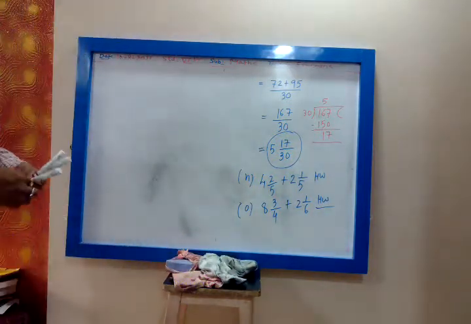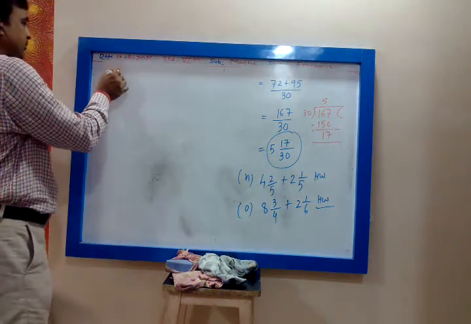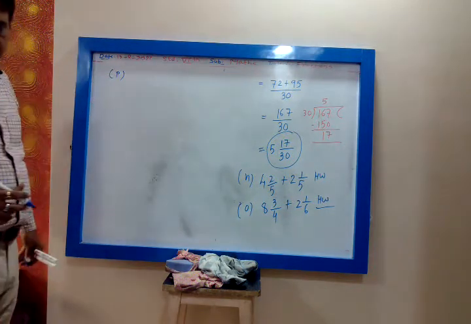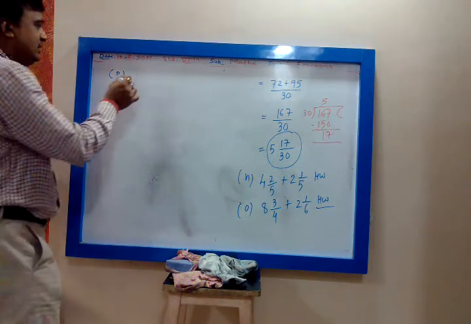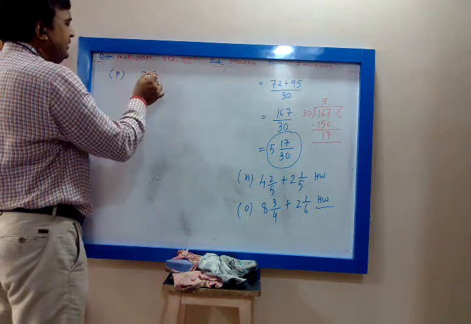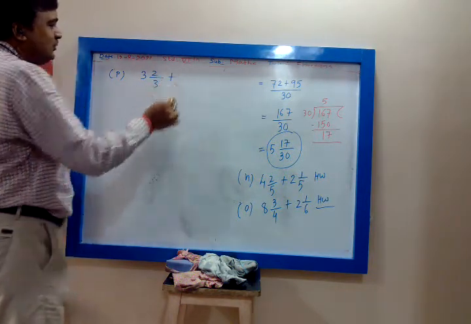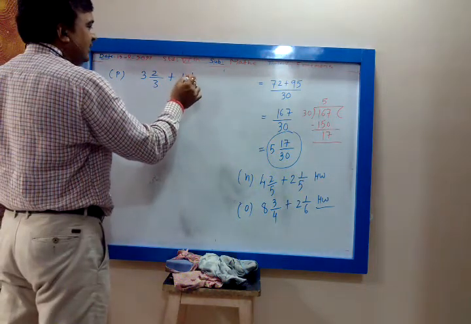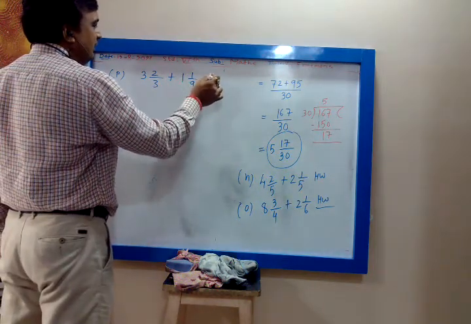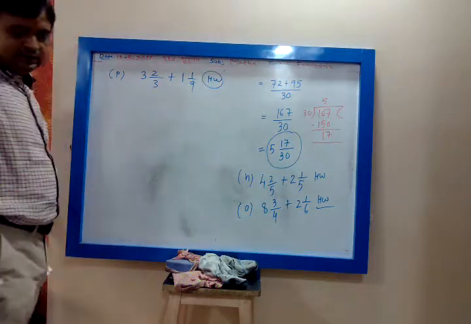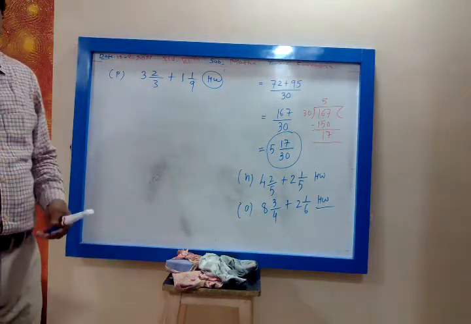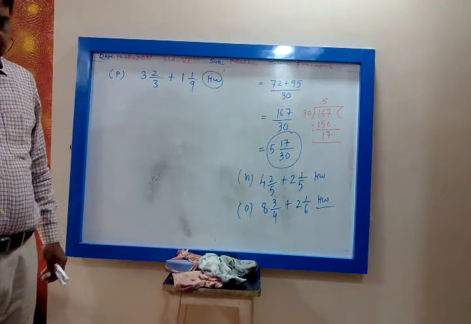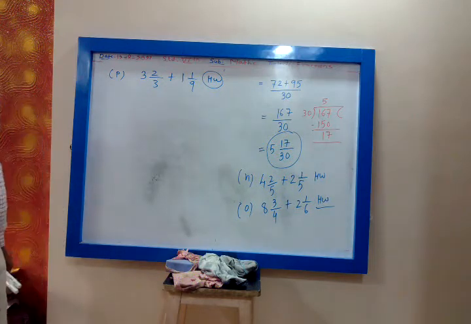Very good. Now P question. Yes. All of you are talented, my dear. Very good. 3 2/3 plus 1 1/9. This is homework. Okay. So the addition part is over. Solve the following. Now second, find the difference.